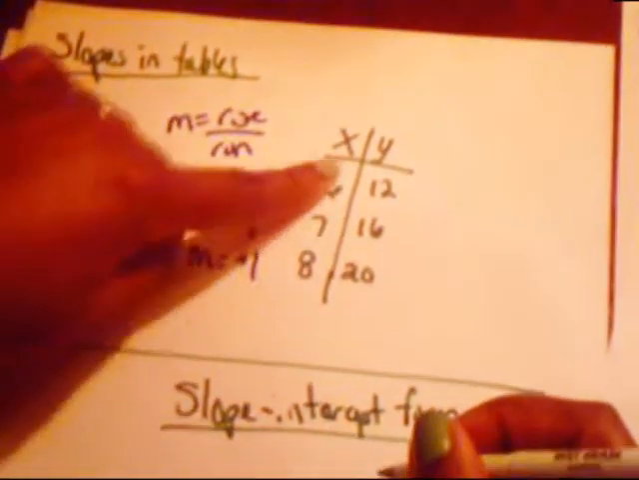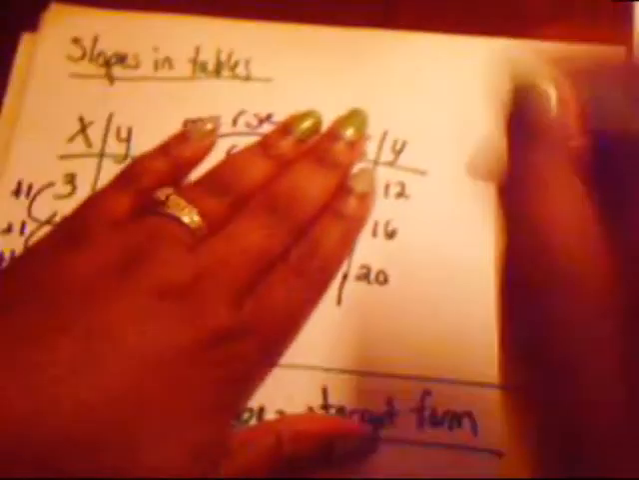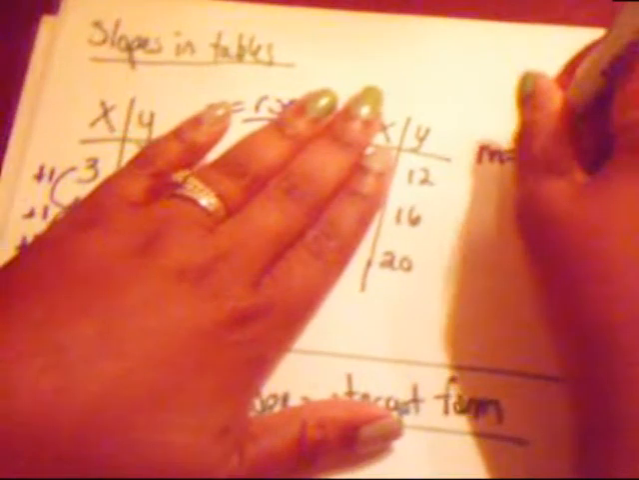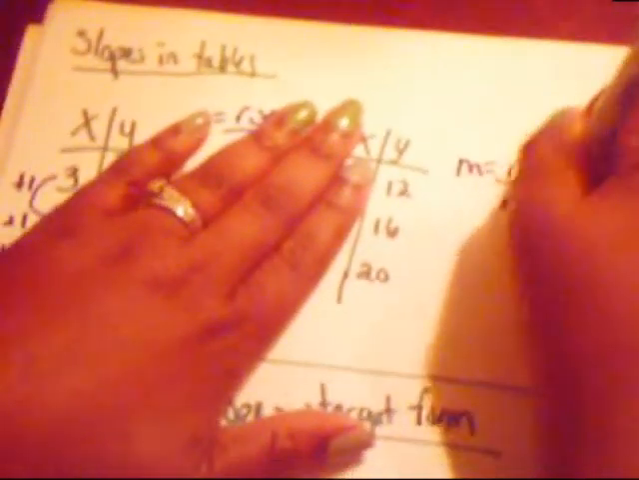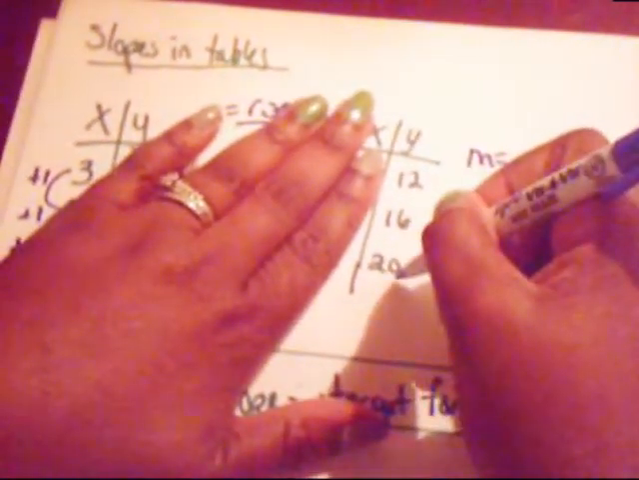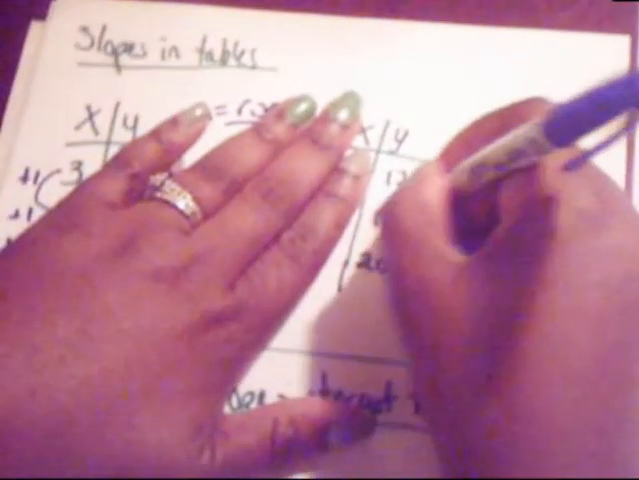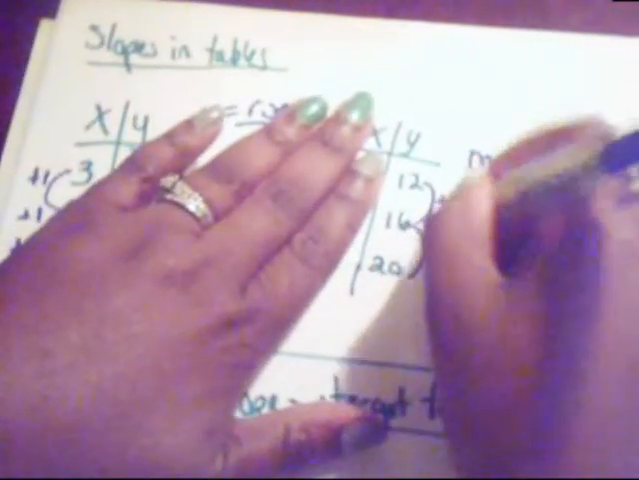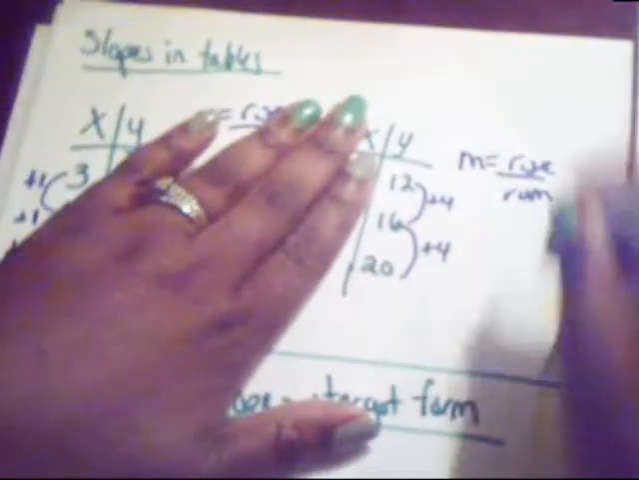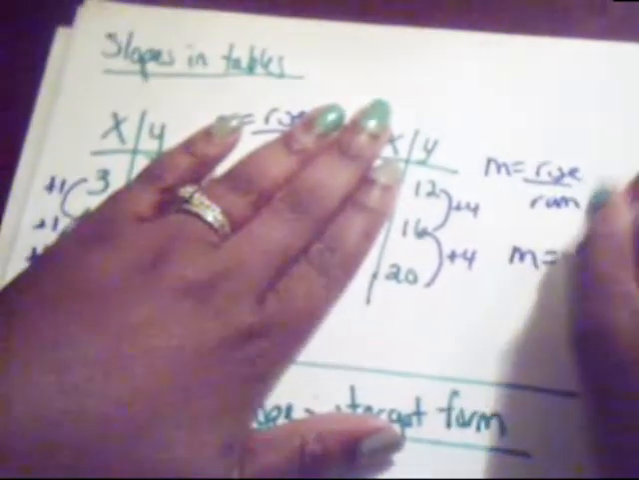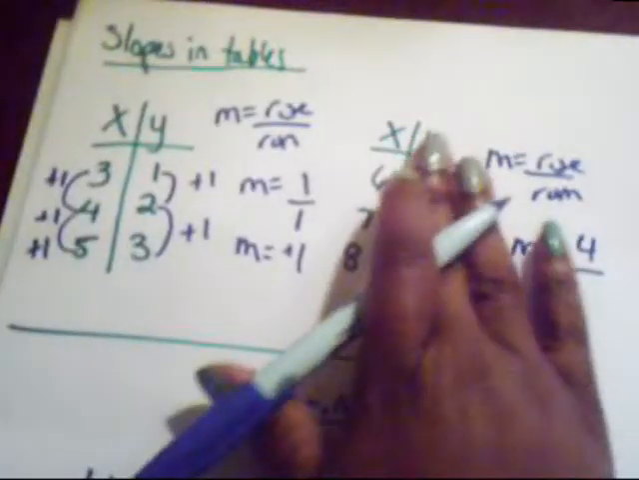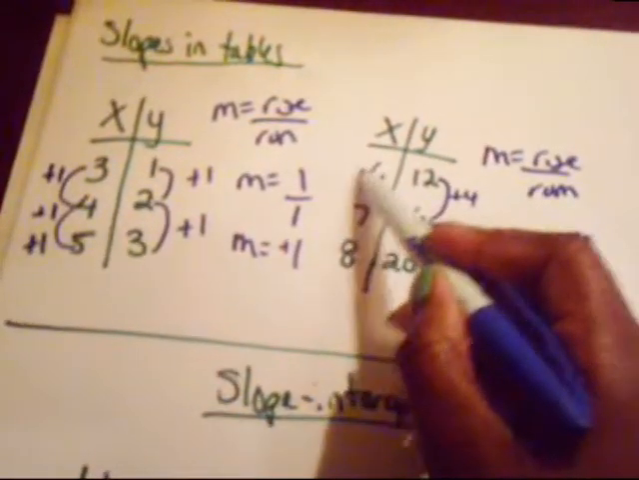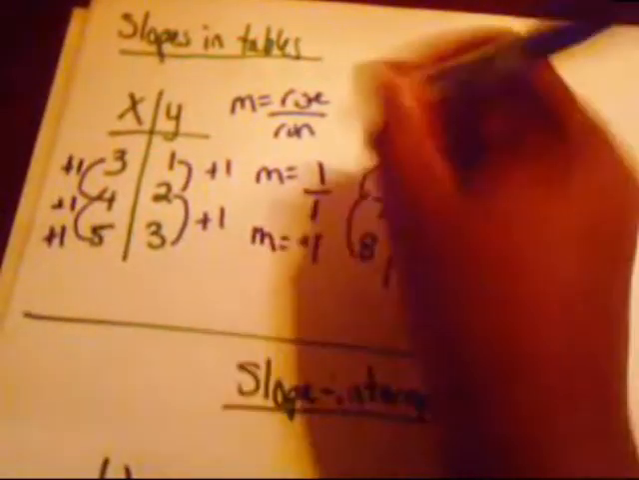Here's another example, guys, of a slope that's in a table. What you want to do is look for your rise part, which is on the y-axis, 12, 16, 20. And each term is increasing by 4. So for the rise part, it's up 4. Then we'll look at the run part. Each term is also increasing, this time by 1.